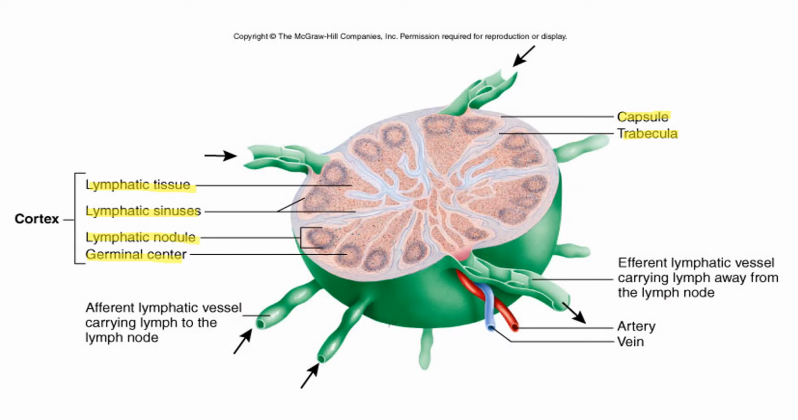Here, you will also see the different afferent lymphatic vessels and the efferent lymphatic vessels, as well as the innervations of the arteries and the veins. The arrows indicate the direction of the lymph flow, and as lymph moves through the sinuses, phagocytic cells remove foreign substances, and the germinal centers are the sites of lymphocyte production.